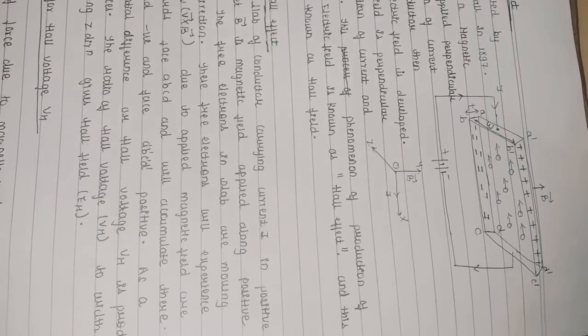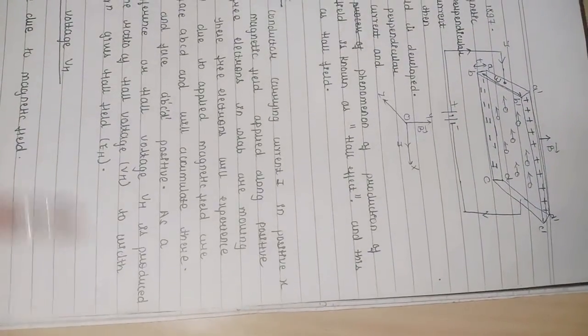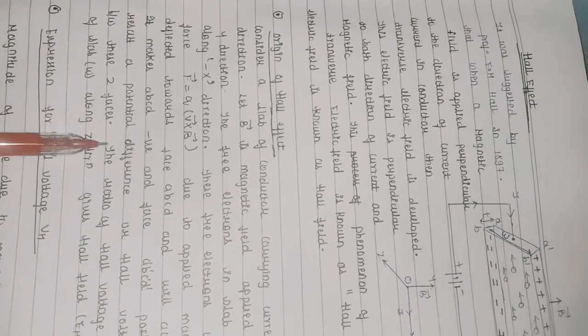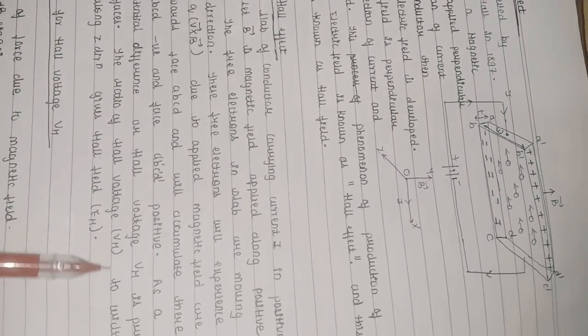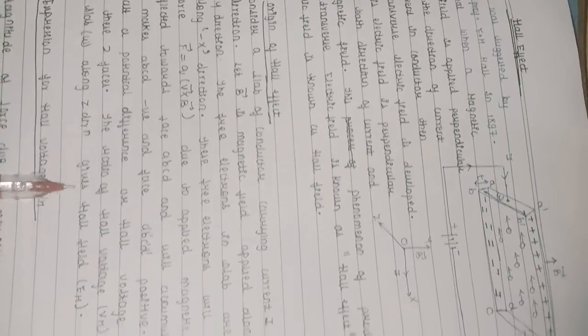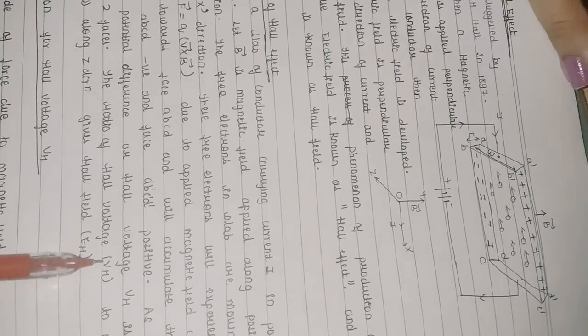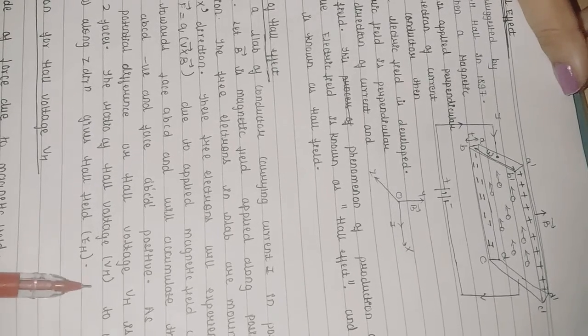And the face A', B', C' will be positive, and the face above will gain the positive charge. As a result, a potential difference or Hall voltage VH is produced between the two faces. The ratio of the Hall voltage VH to the width of the slab W along the z direction gives the Hall field EH. It means that the ratio of the Hall voltage VH and the width W gives EH.